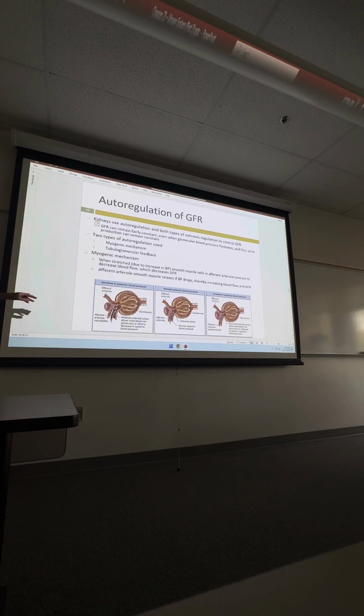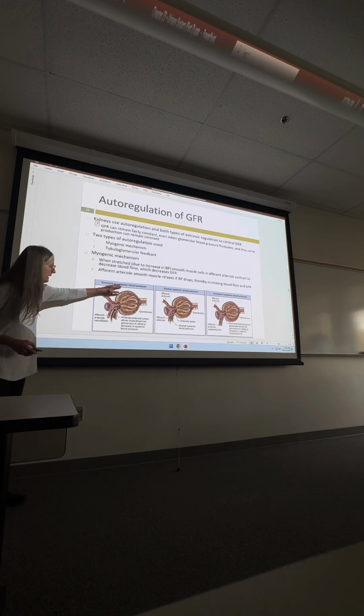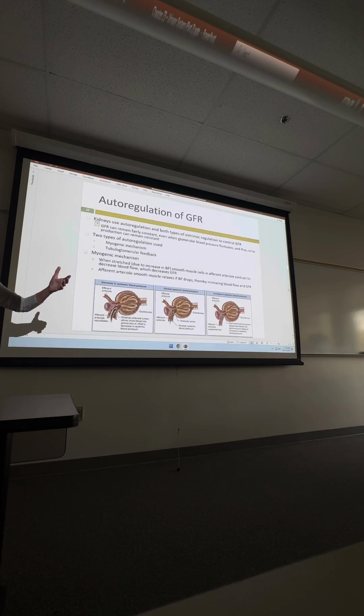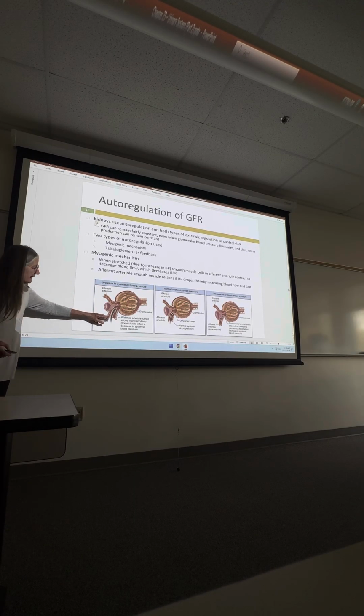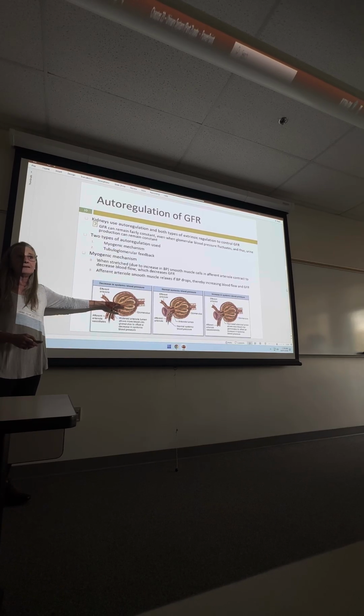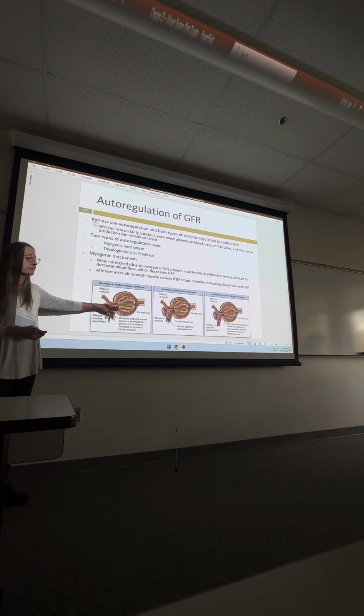By the same token, if you have a decrease in your blood pressure, then those smooth muscle cells have no reason to constrict. They're going to relax, and that's going to increase the diameter of the afferent arteriole, which means that more blood can flow into the glomerulus, hence affecting our glomerular filtration rate. Ultimately, this is what we're talking about, right? Okay.